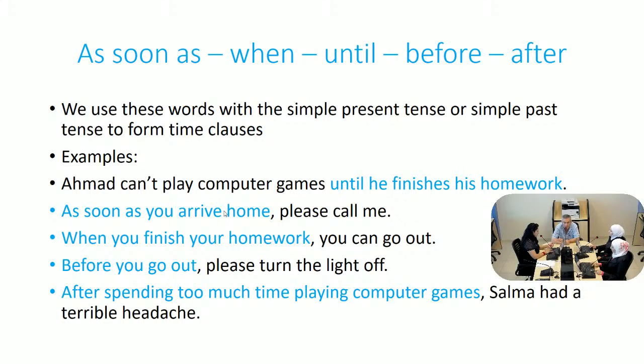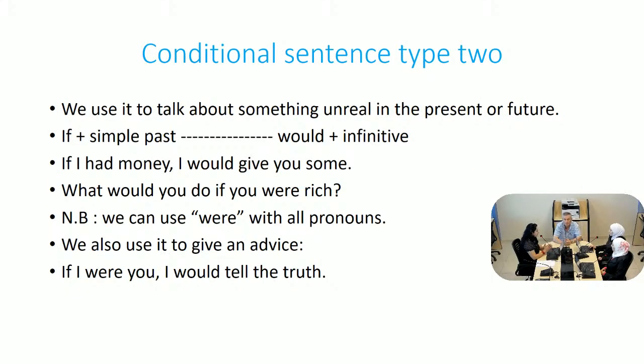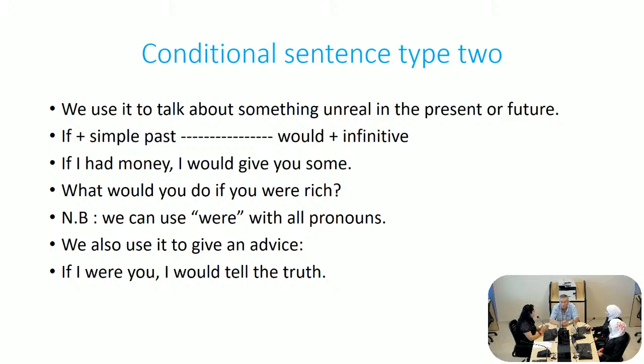Conditional sentences type 2, Ms. Ula. We use type 2 to talk about unreal situations in the present and the future. So when it's unreal, we can use this form: if with simple past, and on the other side of the sentence we use would with the infinitive, the base form of the verb. Simple past on one side and would on the other side. Example: if I had money, I would give you some. This is unreal. The reality is I don't have money, so I'm not going to give you anything.